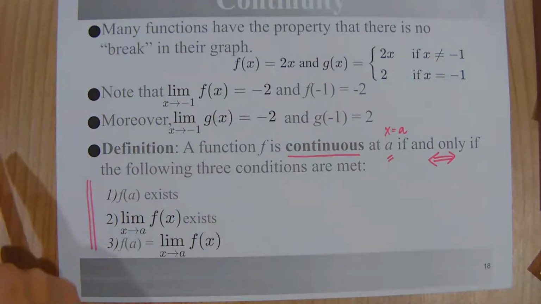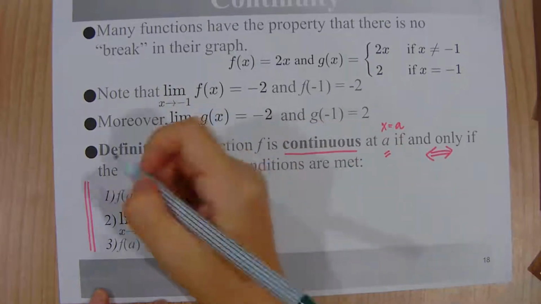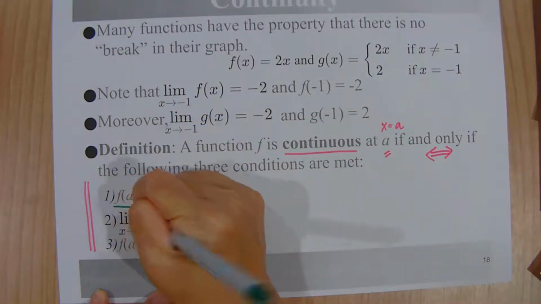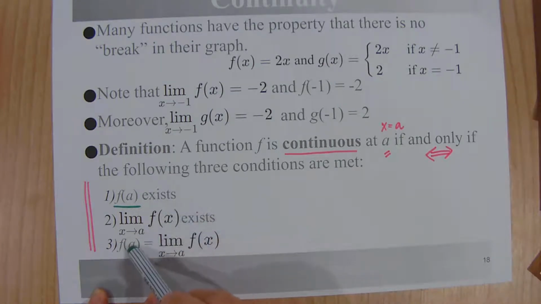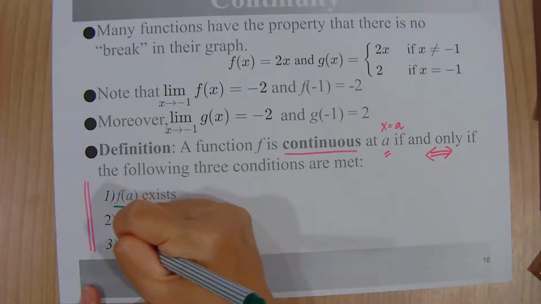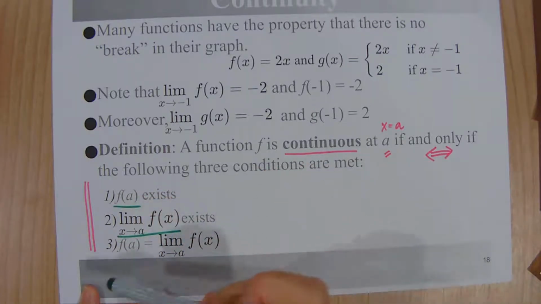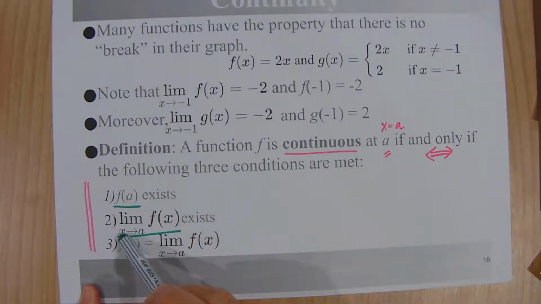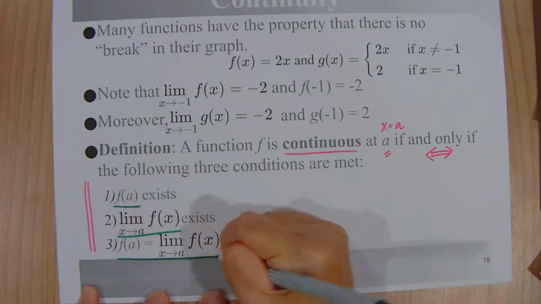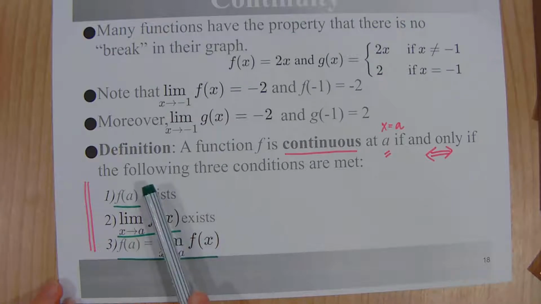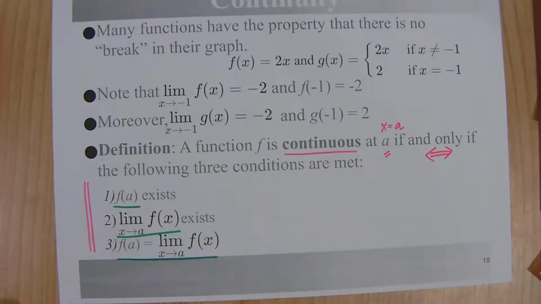First, we check whether the value of the function at this point exists or not. Second, we check whether the limit when x is close to a exists or not. And then the third condition is that the values from the first and the second conditions are equal. Okay, so this is the definition of continuity.